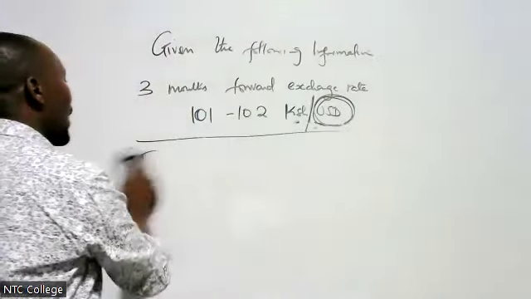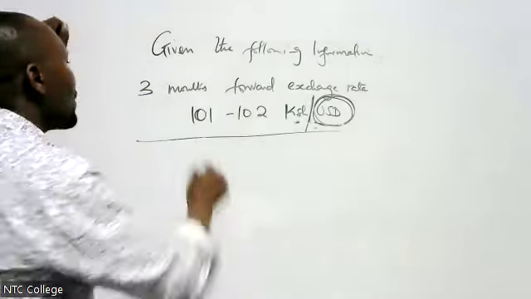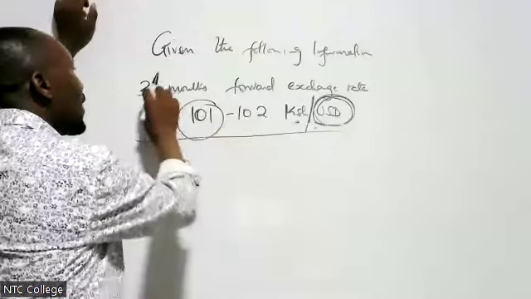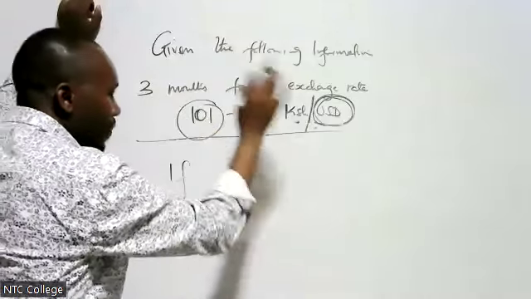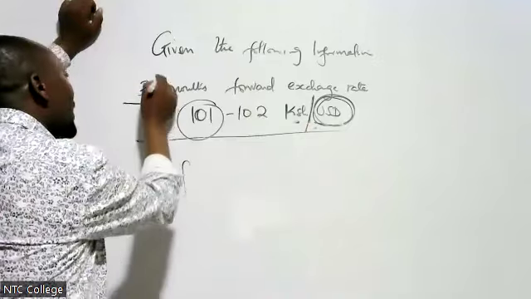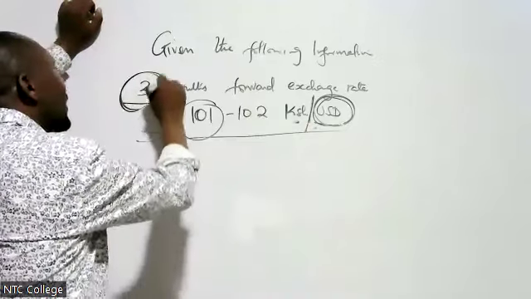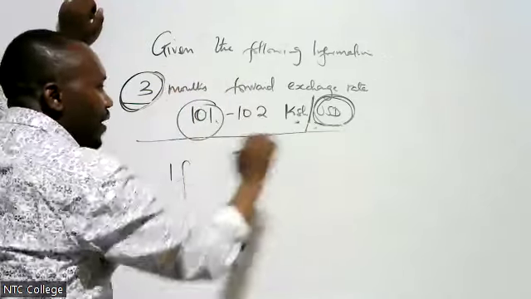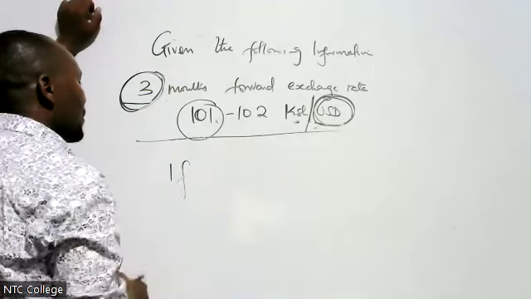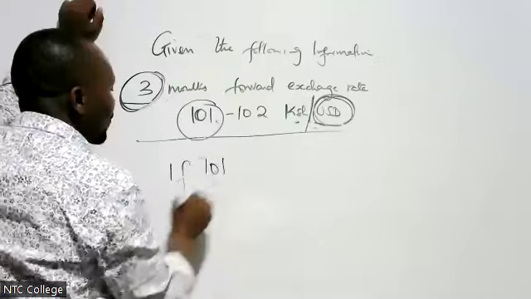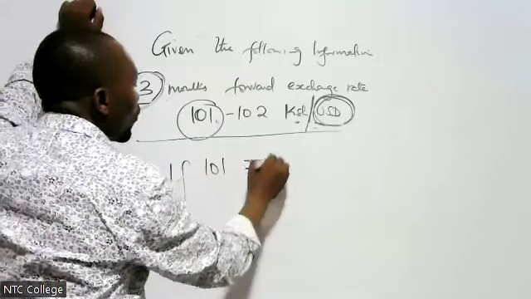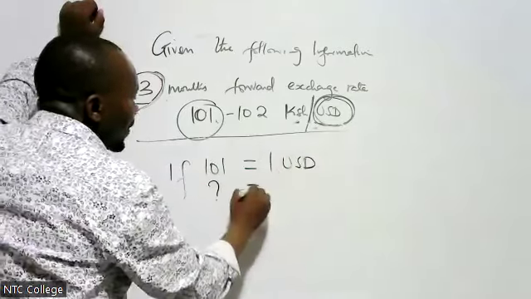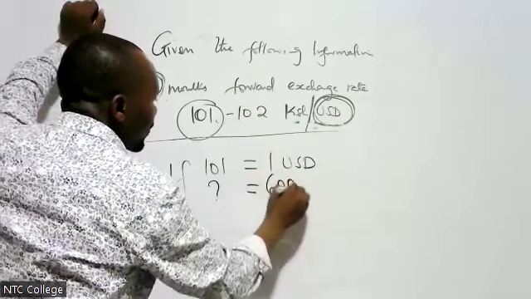So now that you know the role of the bank is to buy, you only use the buying rate, this one. If in 3 months' time is when they are going to receive the money, at the same time when the deal will be maturing, the forward rate is for 3 months. So this rate will be relevant at the time they will be receiving the money. So you say that if 101 is equal to $1, then how much in Kenyan shillings will the investor get if the investor is paid $60,000?